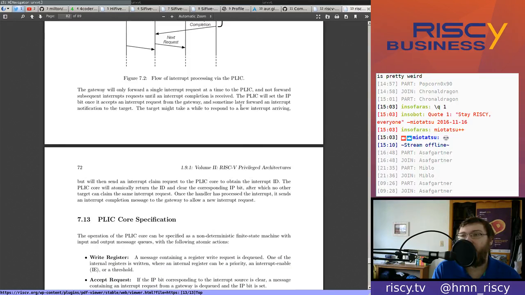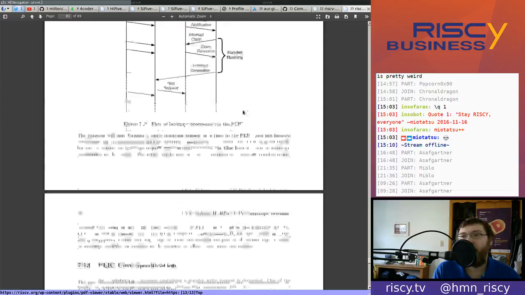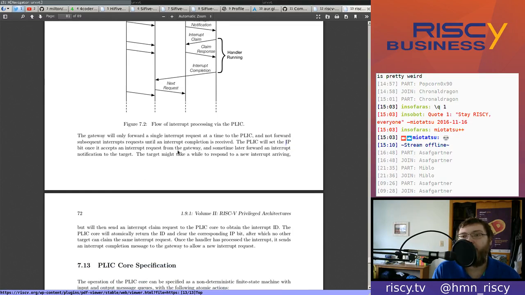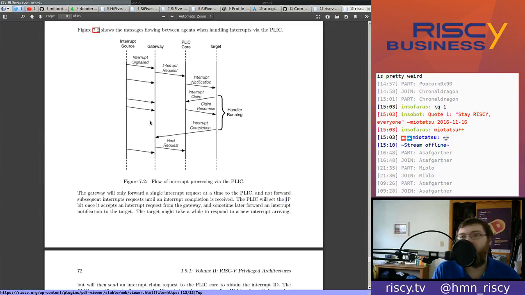Let's see where it says that. Okay, so when the PLIC core accepts the interrupt request from the gateway, it sets a bit in some register, the IP bit. And then some unknown amount of time passes, and then it forwards the interrupt to the target, and that's the interrupt notification part. And then when the interrupt claim happens, after some amount of time, the thread says, okay, I'm gonna work on this interrupt. It sends the interrupt claim to the PLIC core.